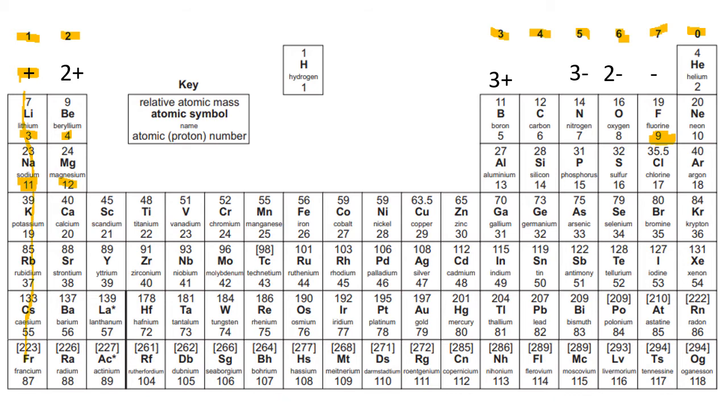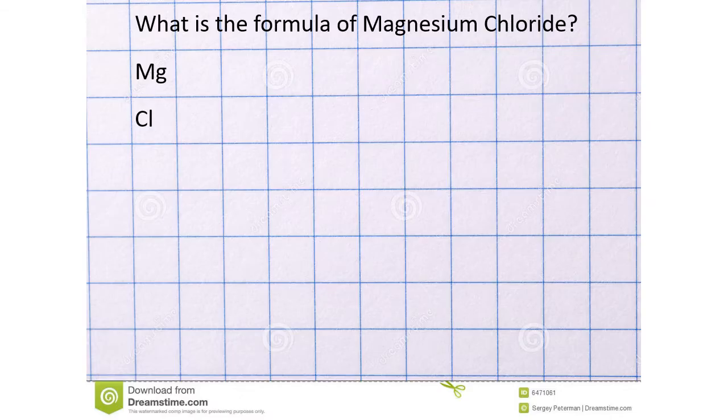So actually, you can know the charges that most of the elements on the periodic table will form just by looking at the periodic table without even having to draw the atom out and the electronic structure. We can use that information about the charges to help us work out the formula of an ionic compound. So here we've got a question: what is the formula of magnesium chloride? From our periodic table, we know magnesium has 2+ ions, chloride has 1- ions.